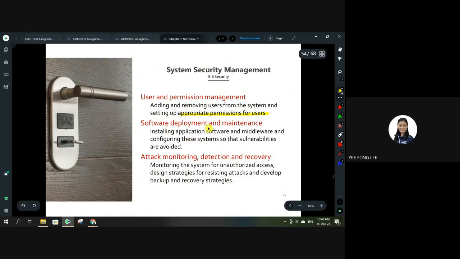For the second one, software deployment and maintenance. This might involve updating the system regularly with new versions of patches, which might repair the security problems that have been discovered. For attack monitoring, detection, and recovery, include backup strategy, backup activities, so that normal operations can be resumed after an external attack. Attack recovery.